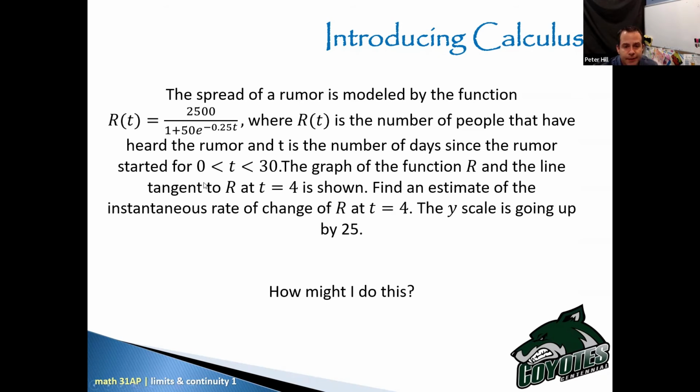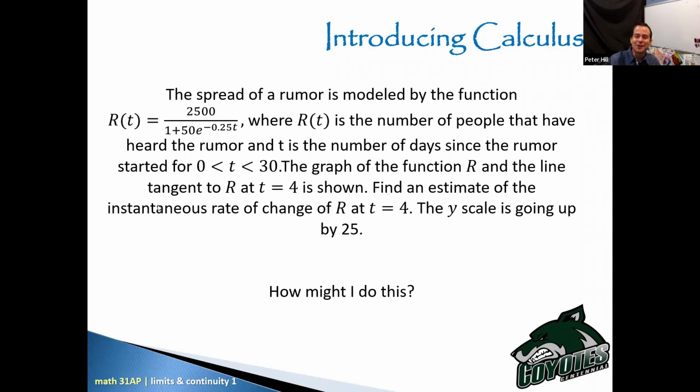Okay, I'm going to hide myself for 1 sec. The spread of a rumor is modeled by the function r of t equals 2500 over 1 plus 50 e to the negative 0.25t, where r of t is the number of people that have heard the rumor, and t is the number of days since the rumor started, for t values from 0 to 30. Okay, rumors only last about 30 days. Then it's old school. There's a new rumor that started. If there's a rumor going around about you, just wait 30 days and everything will be better.